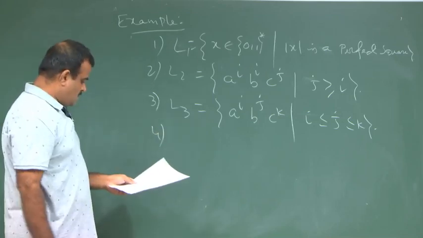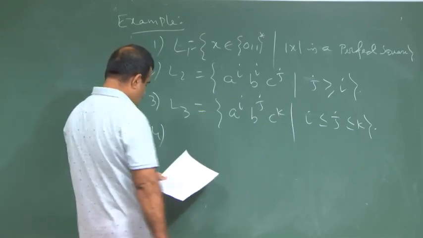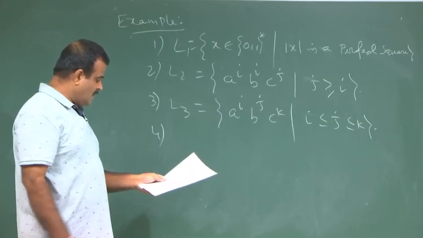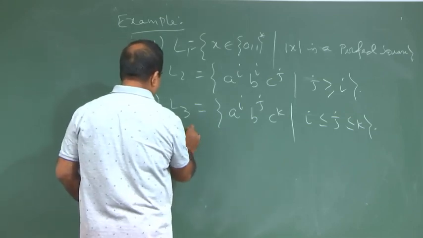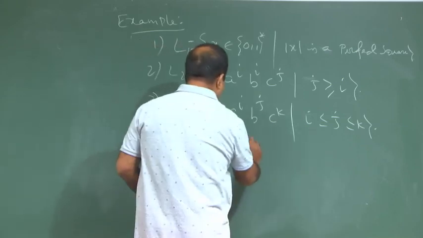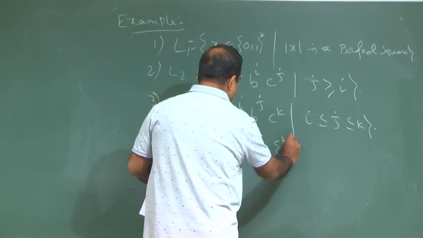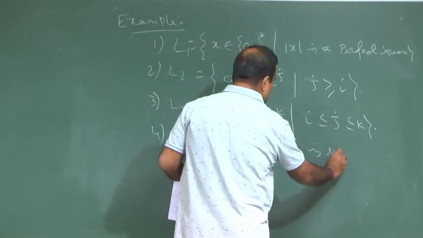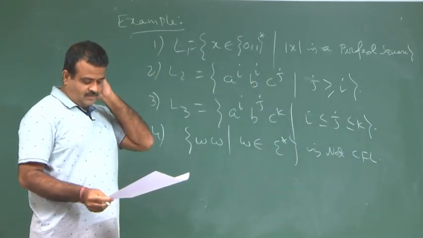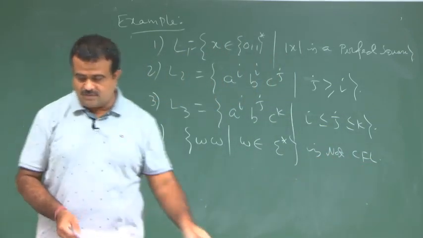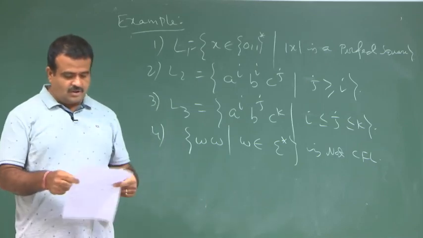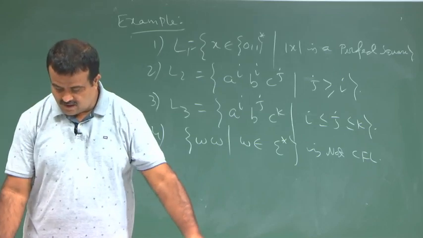Even this, WW, the same string, where W is coming from the alphabet, is not regular, not CFL, sorry. So these are not CFL. Many other examples are there, and they will be given in the lecture note, even using the pumping lemma. So these are all examples that will be there in the lecture note.